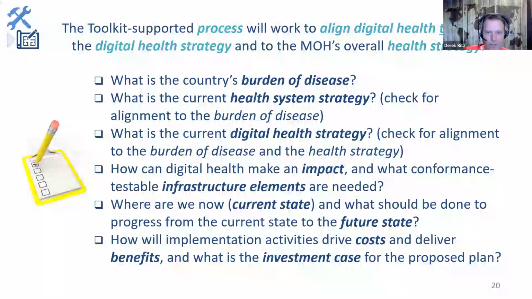What's the current health system strategy? And do a quick check to see if it's well aligned to the burden of disease, because if it's an old one, maybe it isn't. What's the current digital health strategy? See if it's aligned to the health strategy and see if both of them are aligned to the burden of disease. And then look at how digital health can make an impact and what would be the conformance testable infrastructure elements that are needed. And I leverage this metaphor of Lego blocks. You want to have blocks that click together.